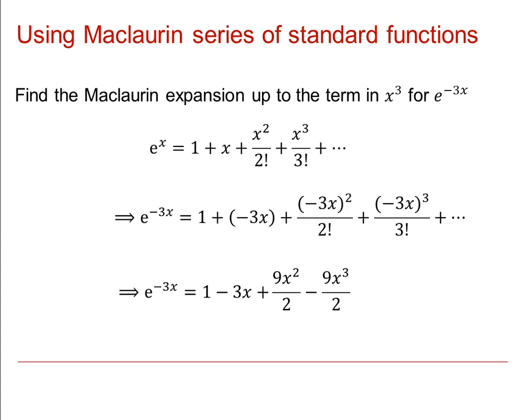So the process then is to use the standard expansion for e to the x, or indeed for any of the other expansions if we were asked to do a more complex expansion. And here we have the e to the x, and we're substituting minus 3x wherever we see x. So it's just a case of substituting those and then simplifying the expression as we've done here.